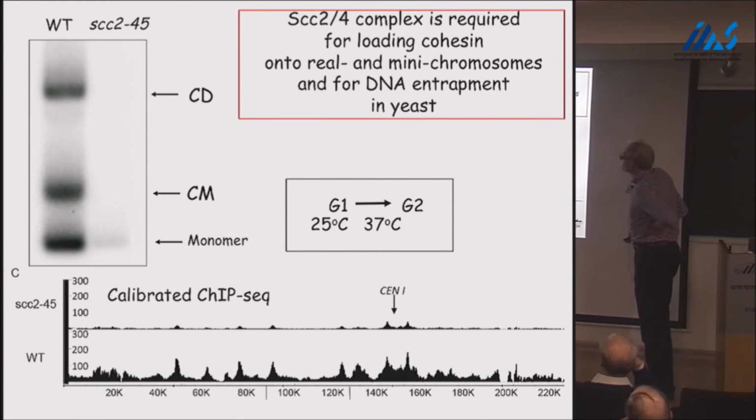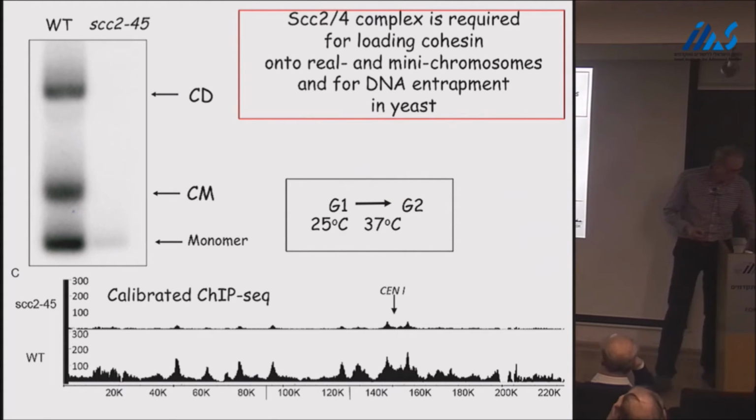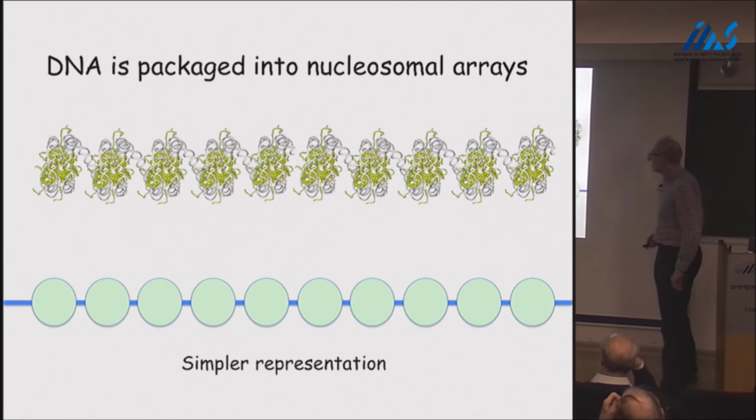Okay, now we can take this assay and put it through the motions. Well, I've told you need this Scc2 protein to get onto chromosomes. With calibrated ChIP-seq, if you send cells through S phase with Scc2 active, this is what you get. And in a TS mutant at the high temperature, this is what you get. Very nice, and that correlates with our CM-CD assay. At the high temperature in this mutant, you don't get any DNA co-precipitating with cohesin, you get no CM, no CD. These two guys track together, these two assays. Very different sorts of assays, but they go together.